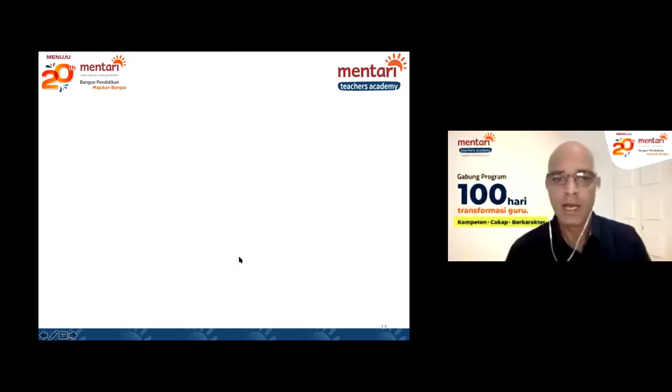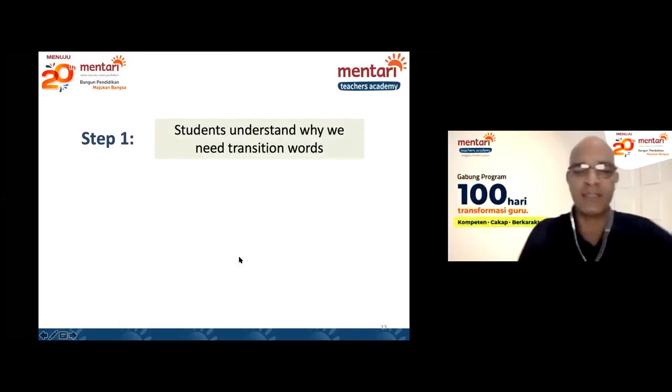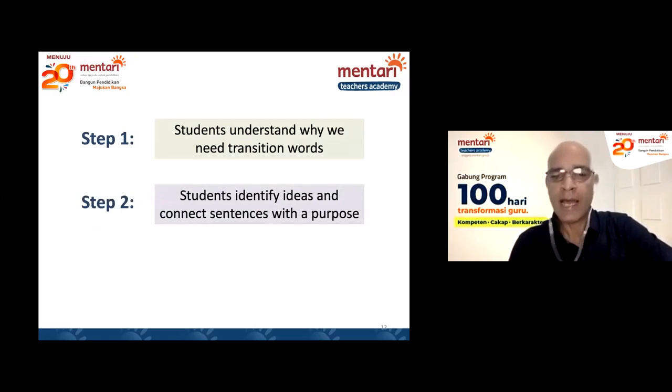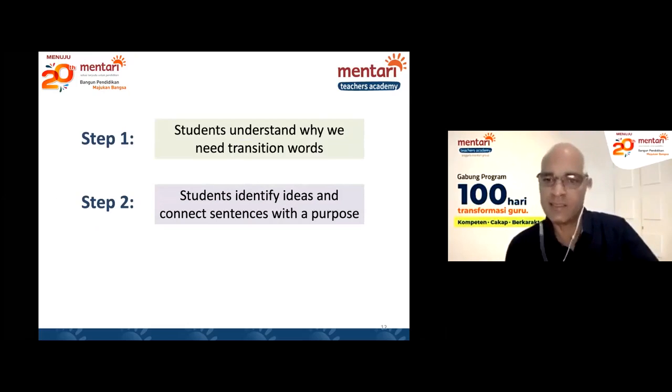So how are we going to practice this today? Our practice will involve 3 steps. The first step, and this is how I suggest you teach it to students: make sure your students understand, when you're teaching transition words, why we need them. This is followed by our second step, which is to help students learn how to identify the ideas connecting the sentences.